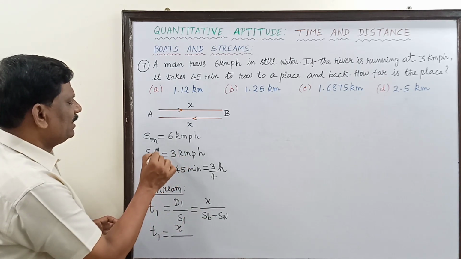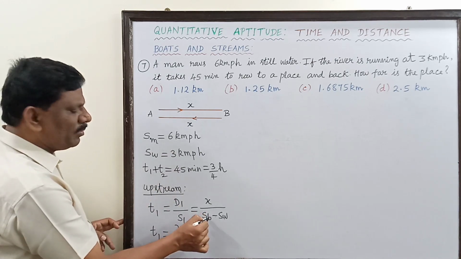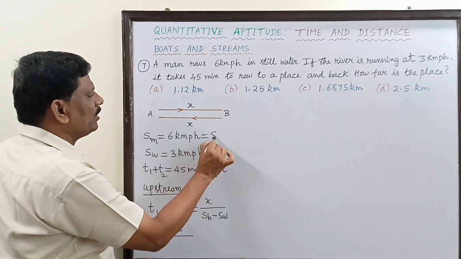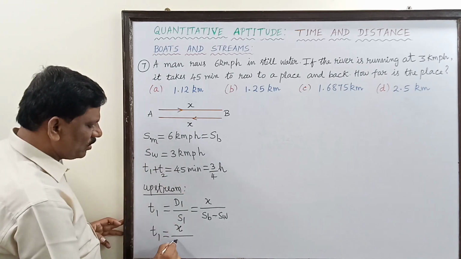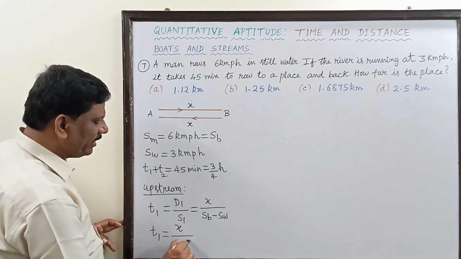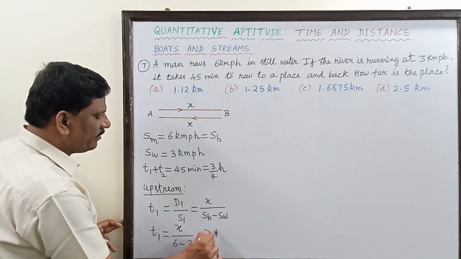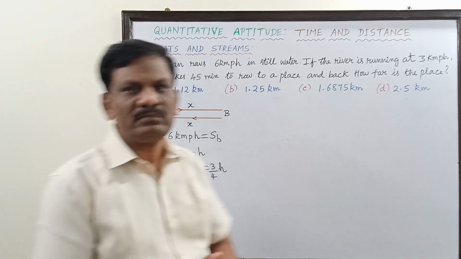Man and boat both are one and the same. This is also equal to the speed of the boat, that is equal to the speed of the man, which is 6. So this is 6 minus 3. And this is our equation 1.